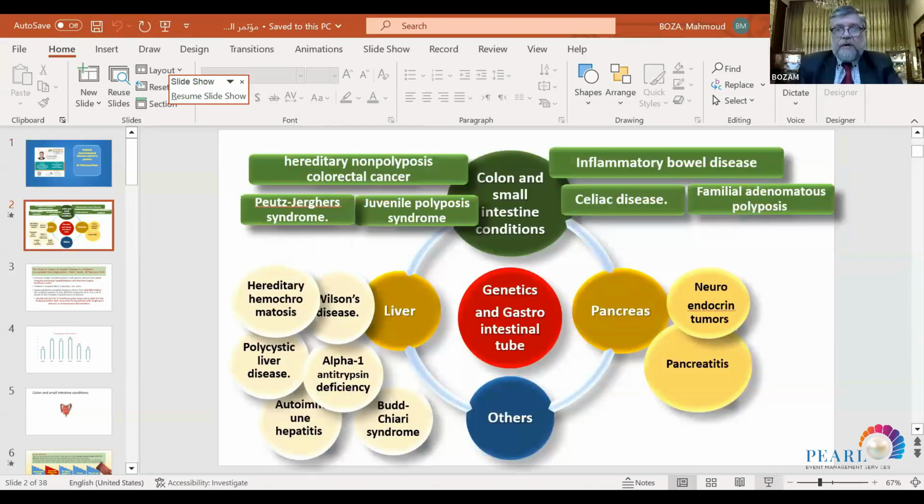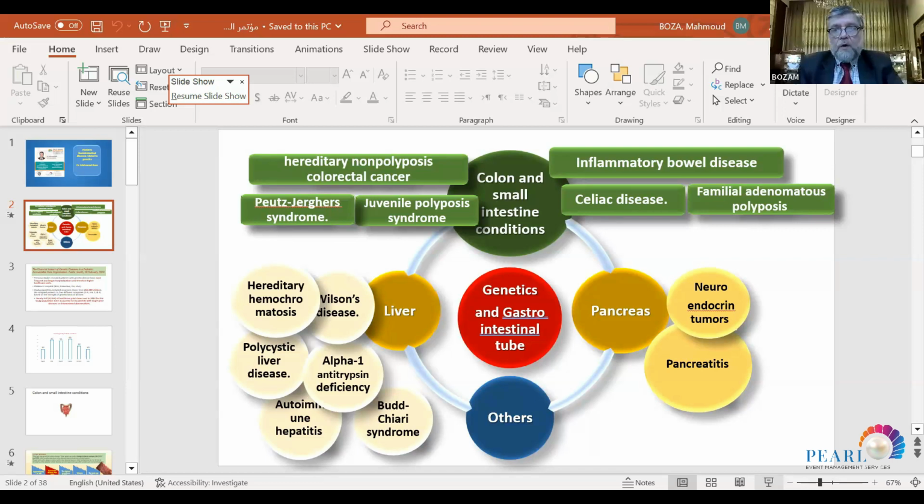In fact, as we all know, there are many aspects of genetics related to pediatric gastroenterology. At the level of the colon and small intestine, for example, we have more than 6 different diseases. At the level of the pancreas, we have 2 diseases. And at the level of the liver, we have more than 6 different diseases.